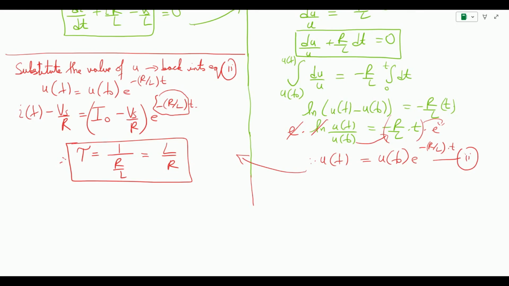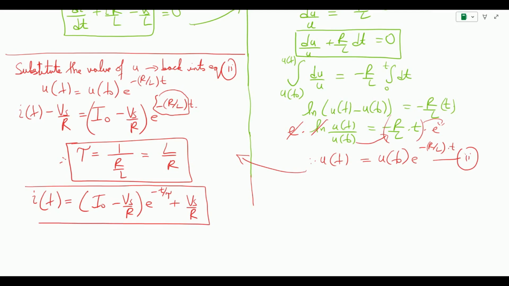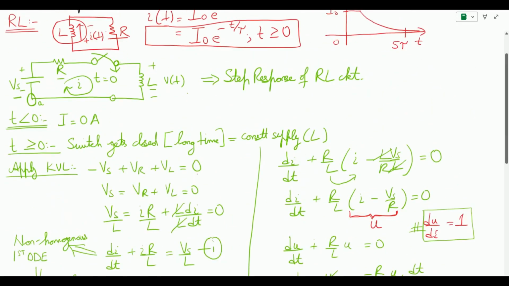So if I refine this equation for current, I can write I of t equals I naught minus vs by r, e raised to power minus t by tau, and then I can bring vs by r from the other side, and this is the expression for the inductor current, which is basically going to let us know how much current is flowing inside the RL circuit when a sudden voltage source gets applied to the inductor, and this is the behavior of the current for the RL step response.